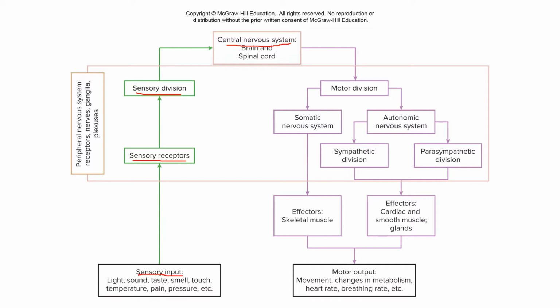So, with the response, it is being sent to your motor division. The response can be a somatic response, where your effectors are your skeletal muscles, or it can also be an autonomic response, which can be a sympathetic or a parasympathetic response, and the affected muscles in your body are the cardiac and smooth muscles as well as your glands, and the motor output can be movement, changes in metabolism, heart rate, or breathing rate.